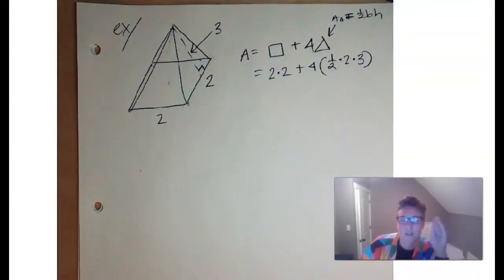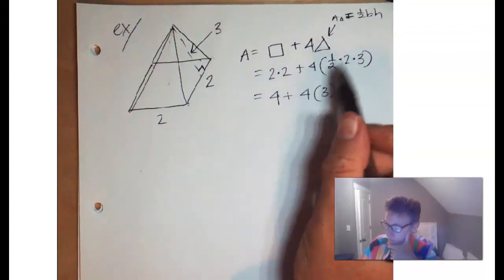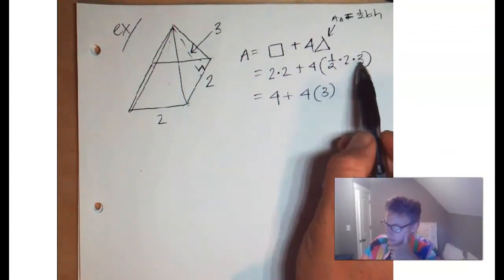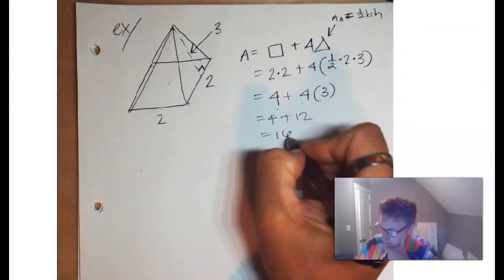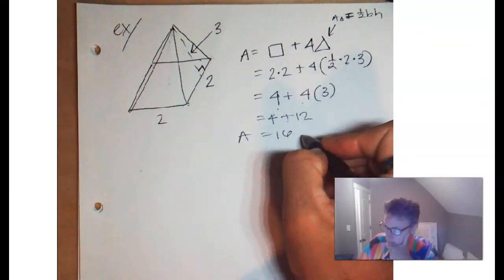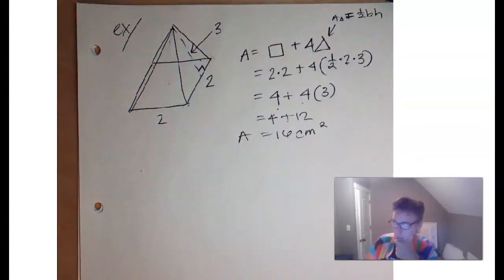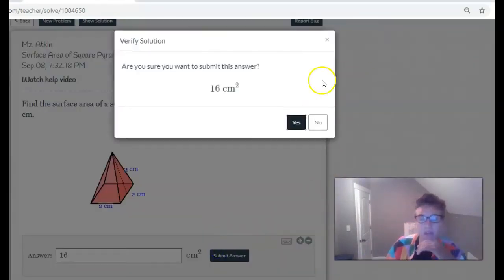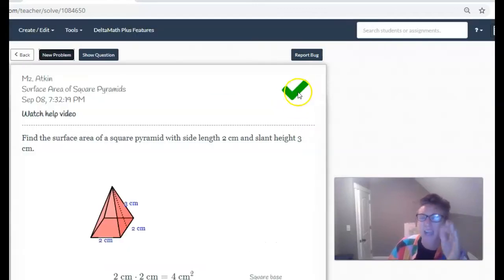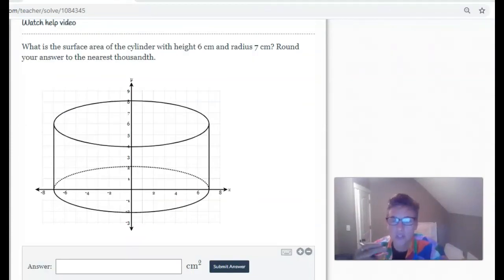So let's plug that into our calculator and come back with some answers. We've gotten 2 times 2 is 4, and 1/2 times 2 is 1 times 3 is 3, so we have 4 plus 4 times 3, so we have 4 plus 12, so we have 16. Our area is centimeters squared. I don't remember. Let's go check. But I'm 100% confident on that 16 number. Turns out it was centimeters. That is great. So let's plug in our 16. Let's submit our answer. Are we sure? Yes, we're sure. And Delta Math, you gave me the acknowledgement I needed with that green check that this was a correct answer.